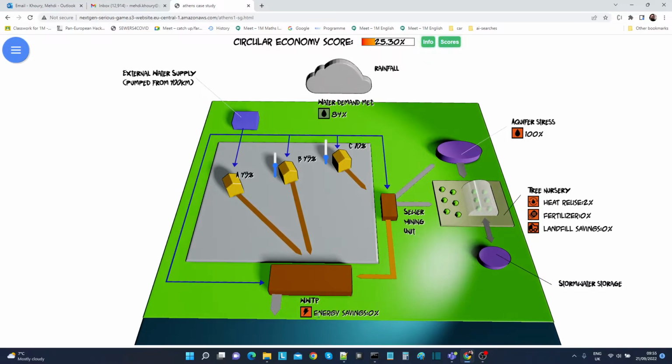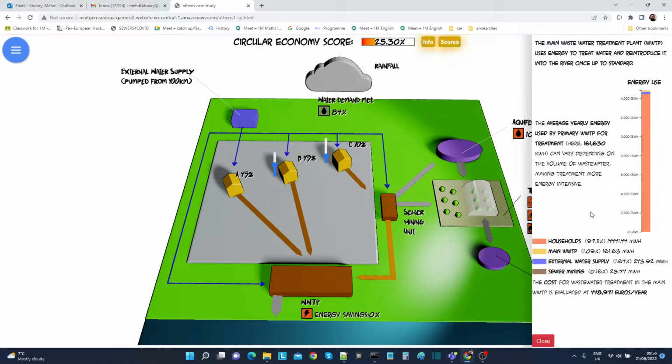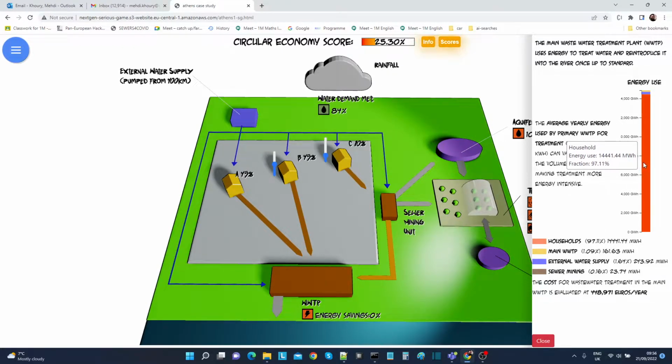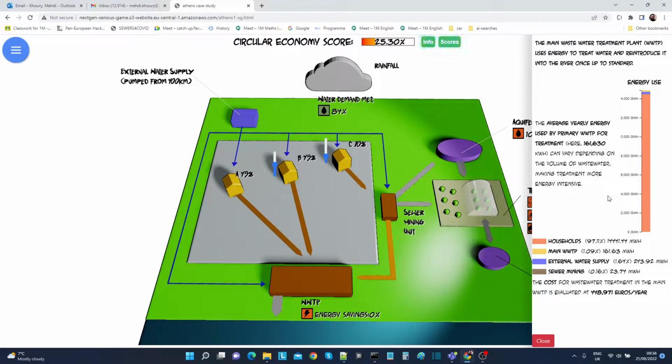We look at indicators of energy saving at the very bottom. So if I click on it, you have an idea of the energy footprint in your virtual neighborhood. So for example, you'll notice that the households, as far as water is concerned, make something like 97% of your energy expenditure, maybe when they use the shower or whenever they use water, basically. The main water treatment plant, for the treatment of the wastewater, only represents 1% of your energy footprint.